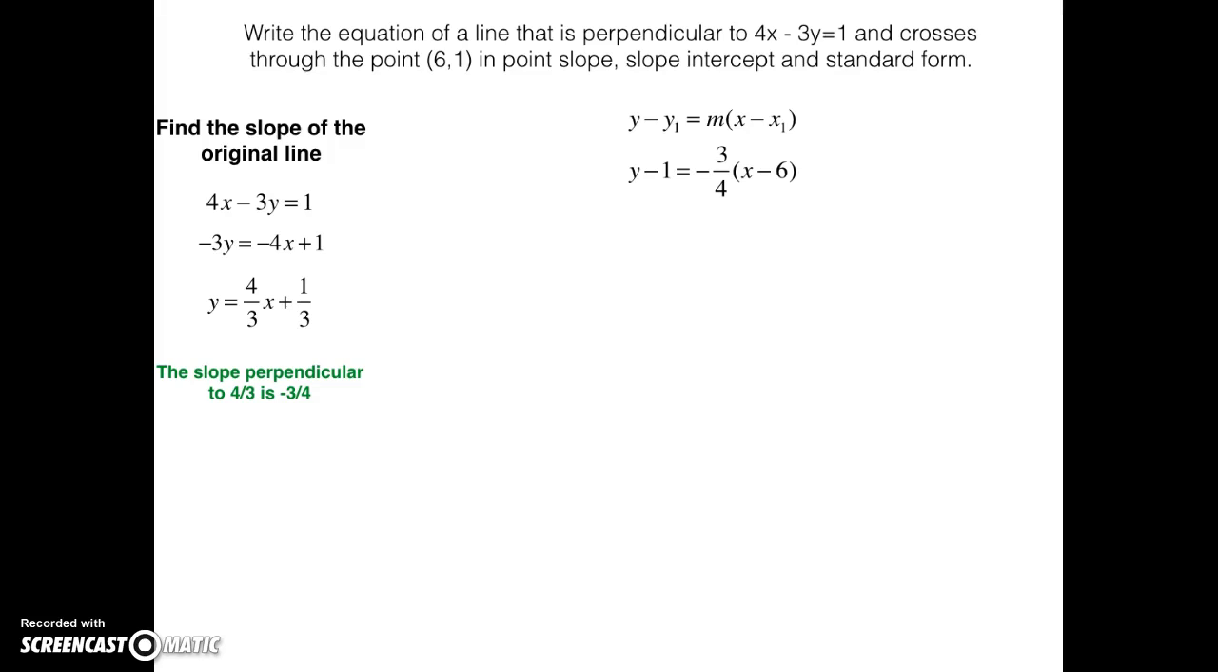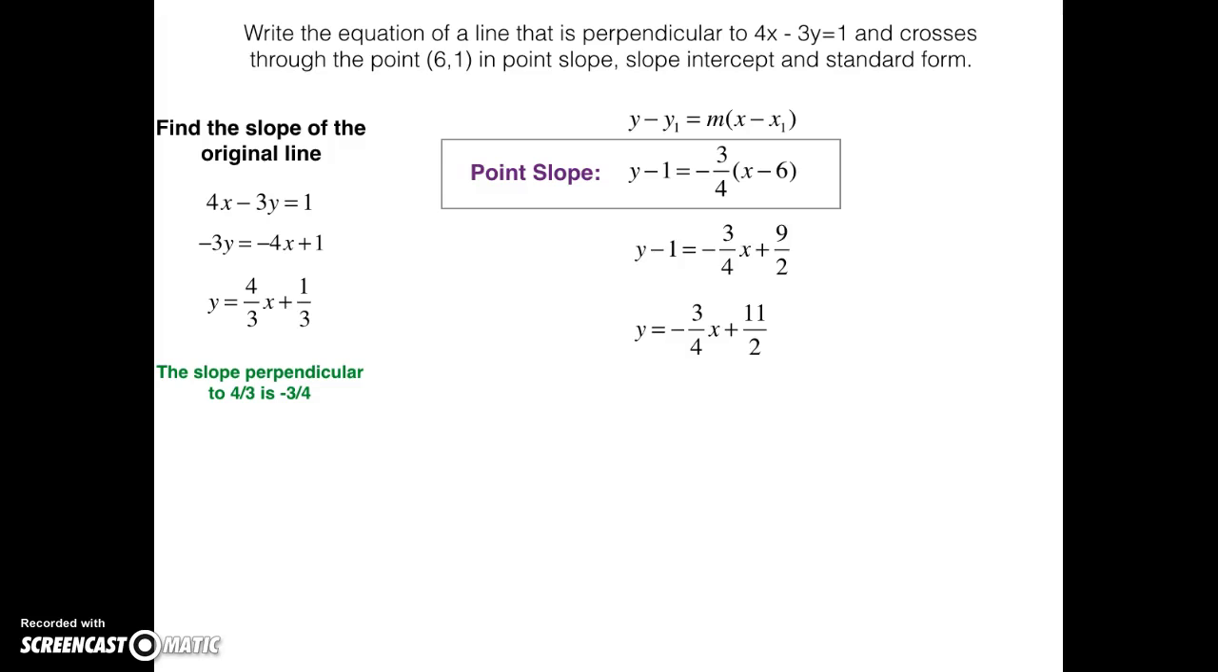So we're going to start with point-slope form because we have a point and we have a slope. Then we're going to move to slope-intercept form by distributing the negative 3 over 4 and adding 1 to both sides to isolate y. Once we have y isolated, we have slope-intercept form.